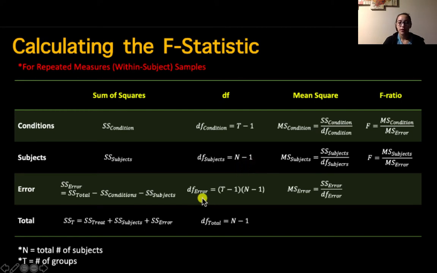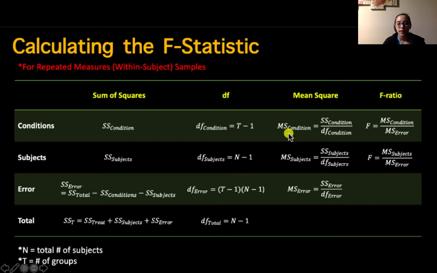Our degrees of freedom for our error. This error row is actually also similar to our within group comparison in our between subject or independent ANOVAs. So conceptually it's similar but calculated differently. Here we're going to take the degrees of freedom of our condition times the degrees of freedom for our subjects, and that's how we get degrees of freedom for error. Our total degrees of freedom is exactly the same as our subjects' degrees of freedom. So that gives us the first half of our table, a little bit more than half.